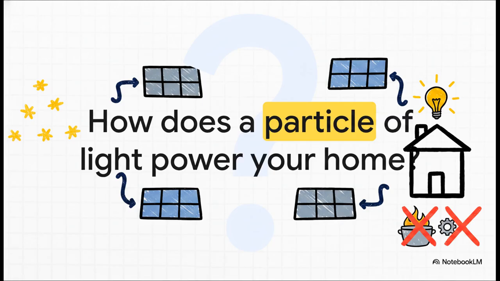We aren't burning anything, we aren't spinning some massive turbine with steam or water. We're taking raw ambient sunlight and transforming it into usable, highly reliable electricity. How on earth is that invisible transformation actually achieved?